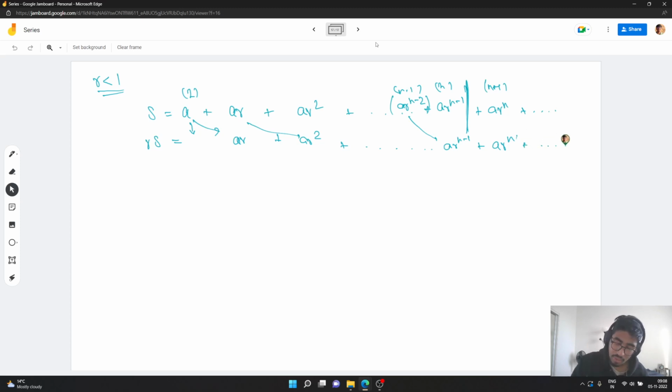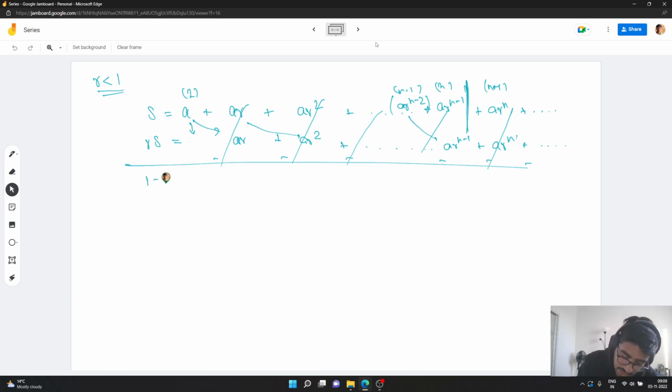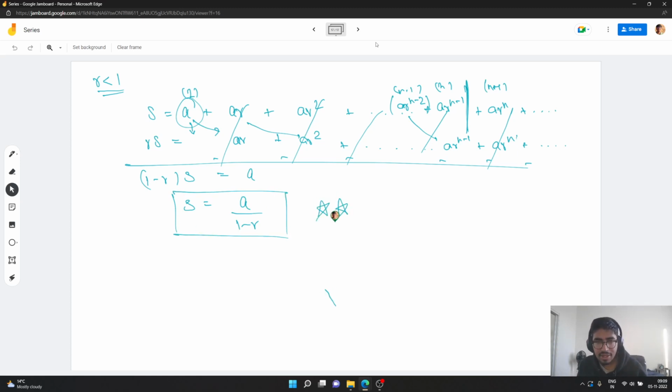Okay, now you just subtract as before, right? And all of these terms get cancelled, and they keep getting cancelled till infinity, right? So what you're left with is 1 minus r times s, and all you're left with on the right hand side is just a. So the sum that you get is a divided by 1 minus r. So this is a very important formula, and it looks like a very clean and easy formula to remember, right?